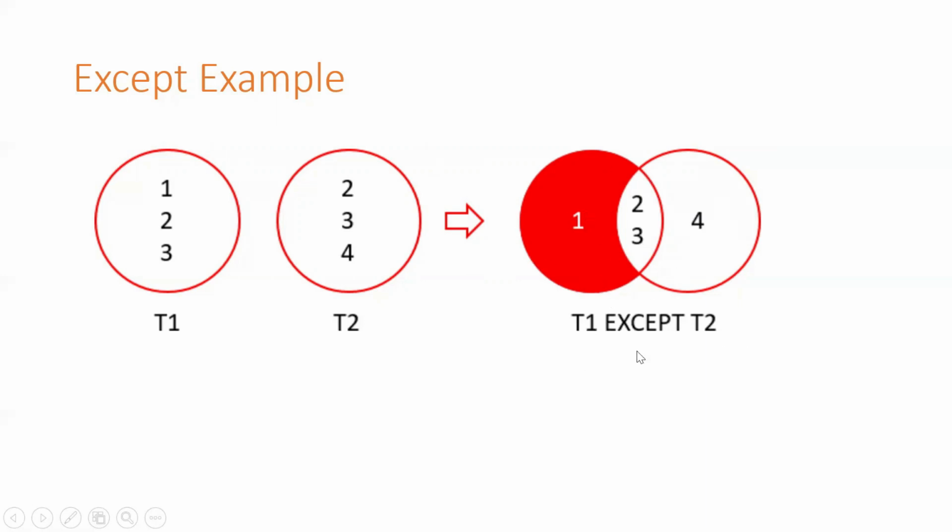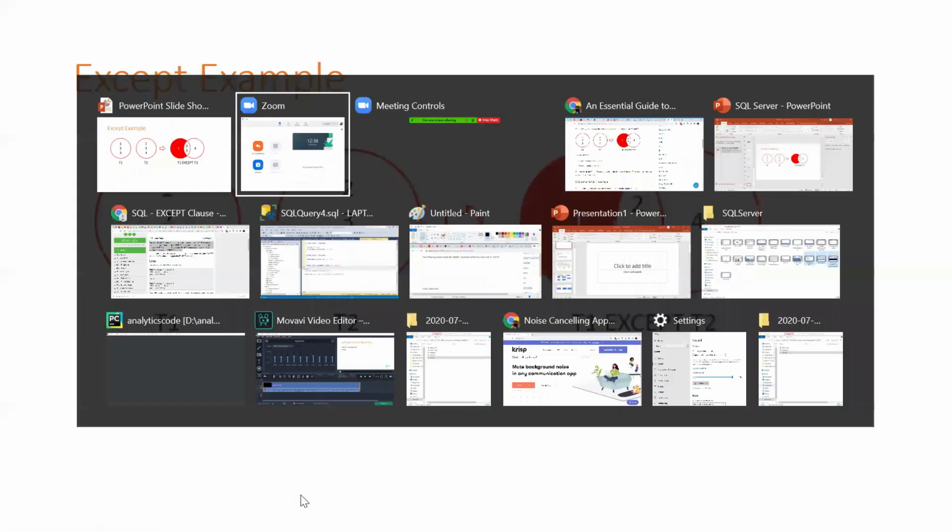If we reverse this, T2 except T1, then the output will be 4. Because 2 and 3 are matching, and 1 we won't worry about. The first select statement has an extra record 4 compared to the second select, so you get 4 as the output. Let's get into a demo and see how it works.